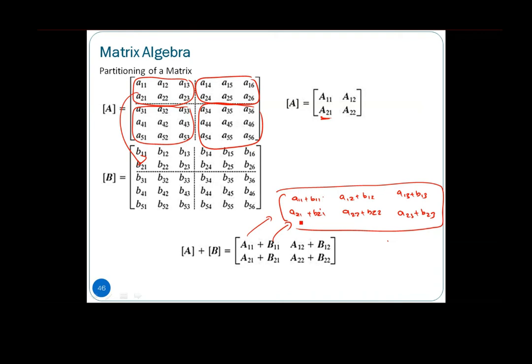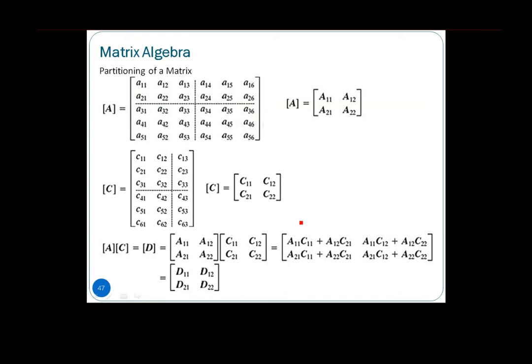In the case where you are doing partitions and undergoing multiplications, the rules have to be followed. Say you have a 2 times 3 matrix, 2 times 3, 3 times 3, 3 times 3, and you want to multiply with C. C is 3 times 2, then this is 3 times 1, this is 3 times 2, this is 3 times 1.